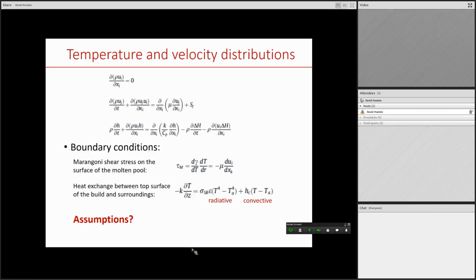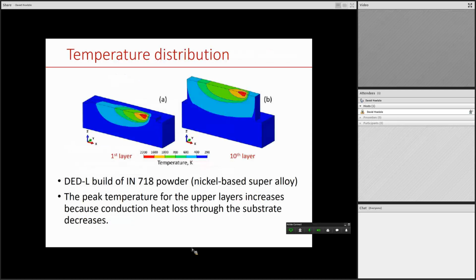This is a survey article, so even though it's 100-some pages long, it's also very concise, and they go through a lot of material. We'll go through this. Okay. So somehow they got this temperature distribution.